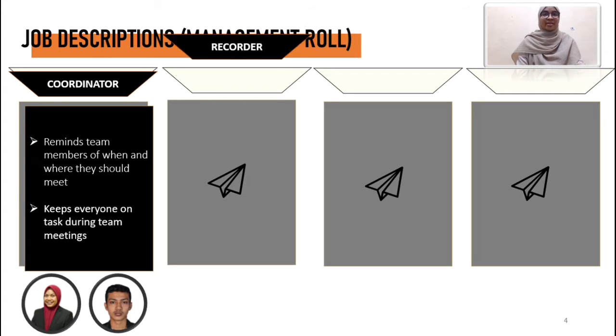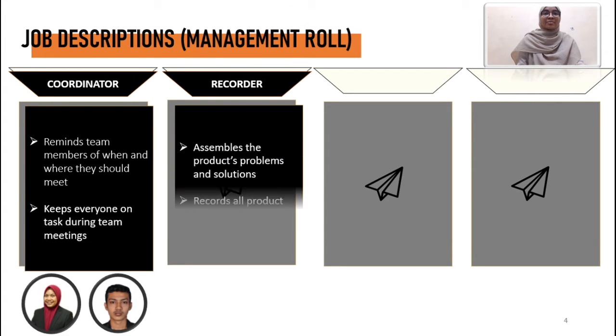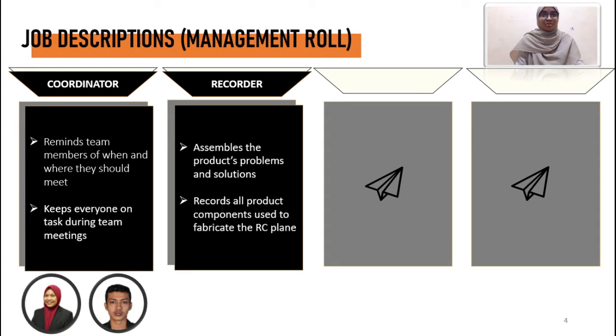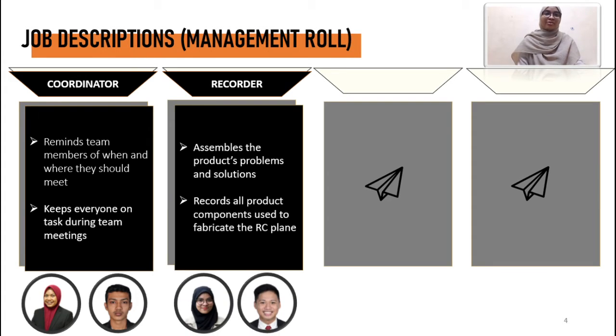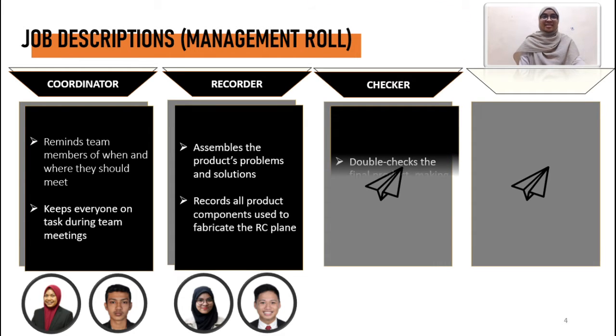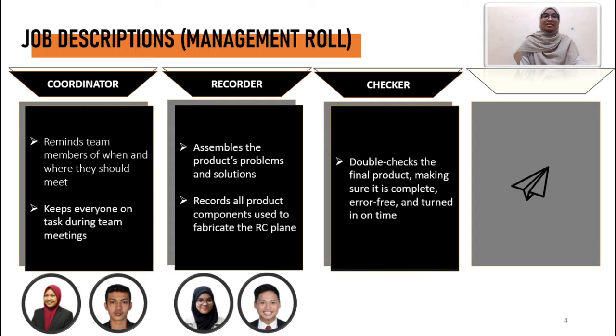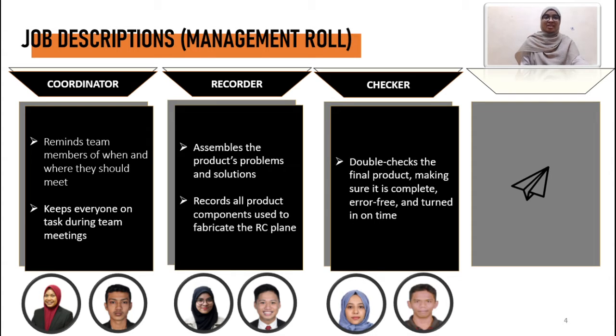Secondly, we have the recorder. It needs to assemble the product problems and also their solutions, and record all the product components used to fabricate the RC plane. This role has been fulfilled by me, Ainul, and also Mariwon. Thirdly, we have the checker. The checker double checks the final product, making sure it is complete, error-free, and turned in on time. And it has been fulfilled by Shada and also Hanif.